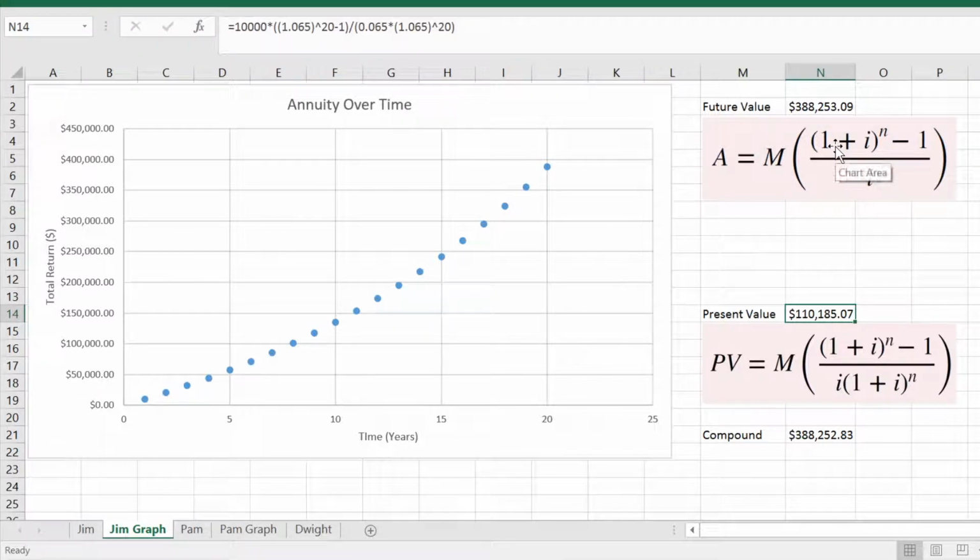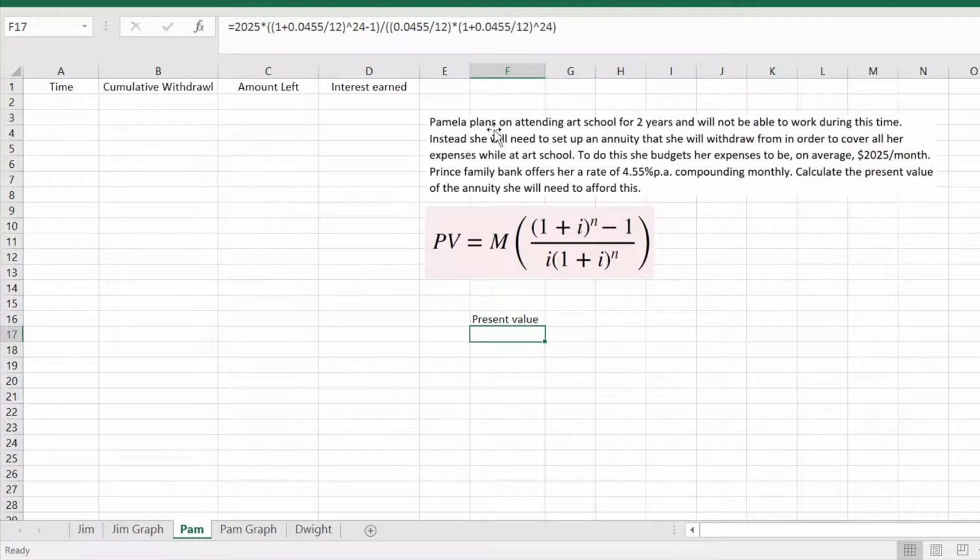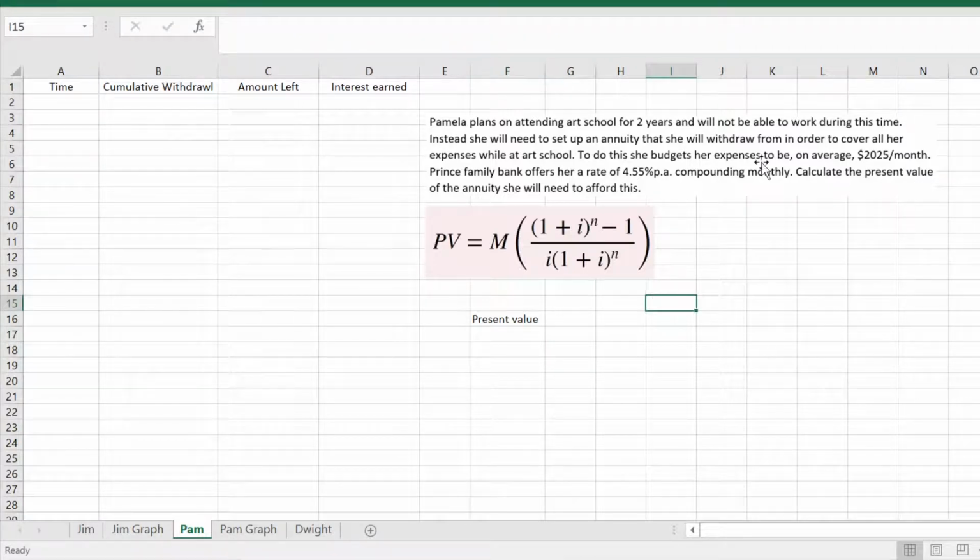Now, there is a second type of present value, and that's what we're going to talk about now. So we're going to go over to this question. Pamela plans on attending art school for 2 years and will not be able to work during this time. Instead, she will set up an annuity that she will withdraw from in order to cover all her expenses while at art school. To do this, she budgets her expenses to be, on average, $2,025 per month. Prince Family Bank offers her a rate of 4.55% per annum, compounding monthly. Calculate the present value of the annuity she will need to afford this.